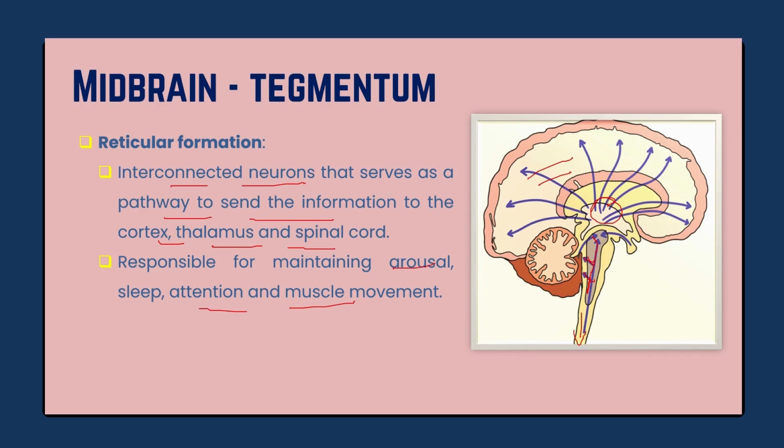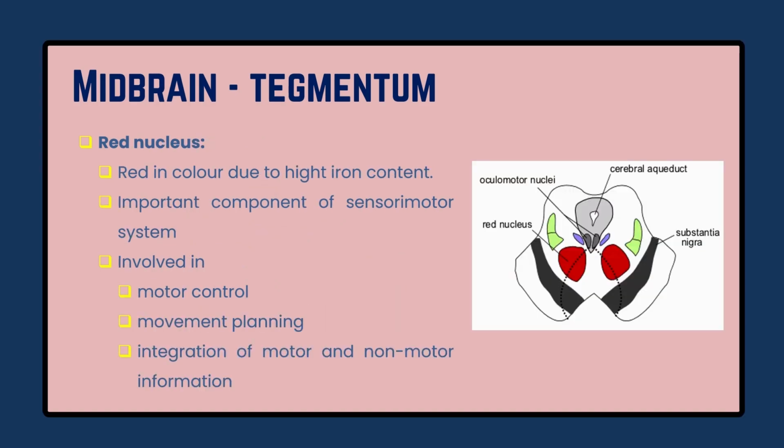Here arousal means how attentive you are, how awake you are, and you know what is sleep, attention, and muscle movement. Alright, so that was reticular formation of the tegmentum. We said beside reticular formation, tegmentum has two nuclei, the red nuclei and substantia nigra, right? Let's see what is red nucleus.